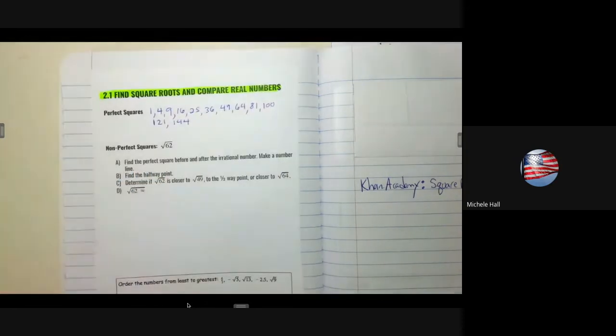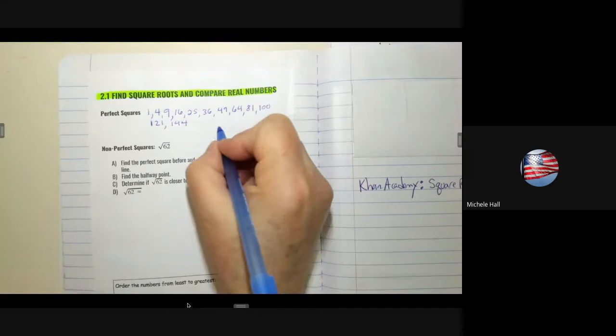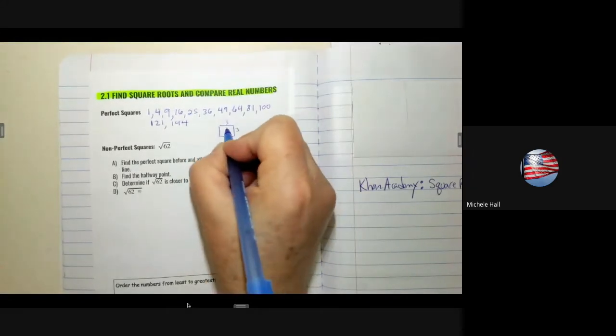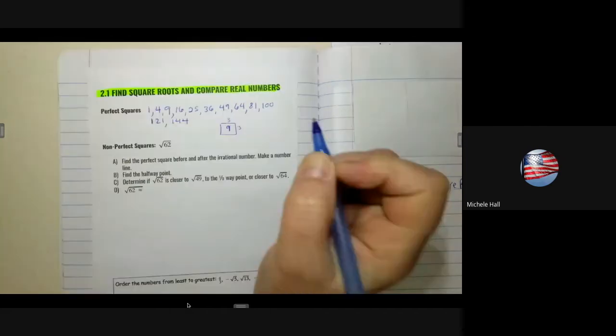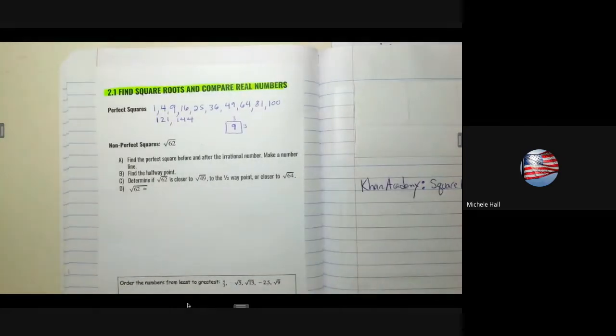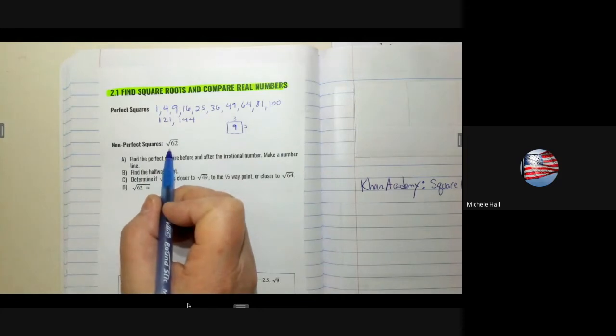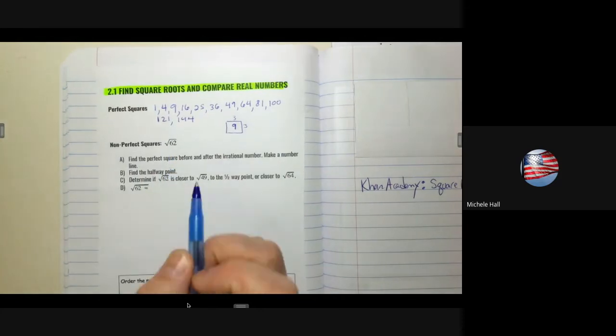All the way up to 12. So a perfect square would be like a 3 by 3 that has an area of 9. 9 is a perfect square. What about non-perfect squares, like the square root of 62? How would I find out what the square root of 62 is?